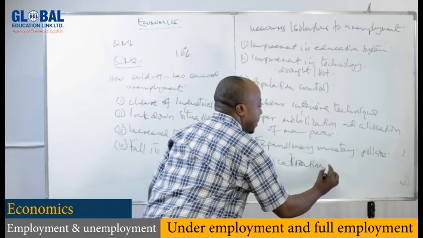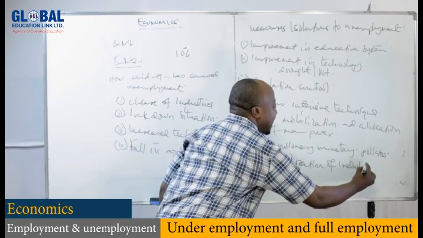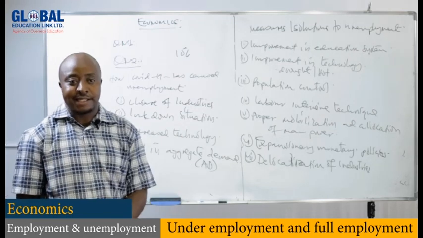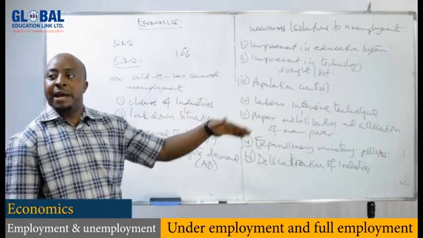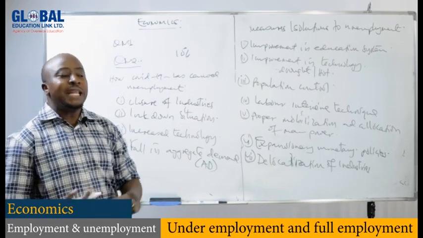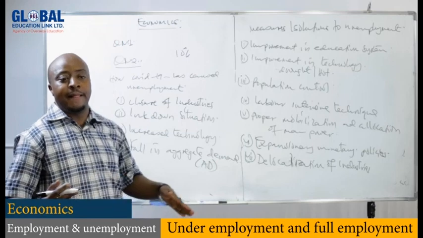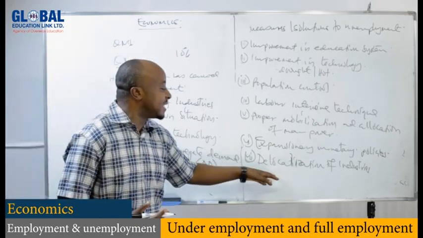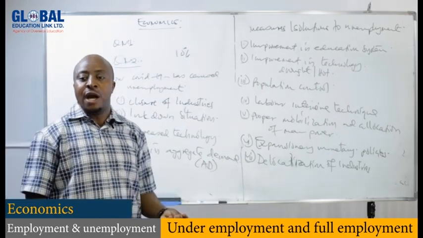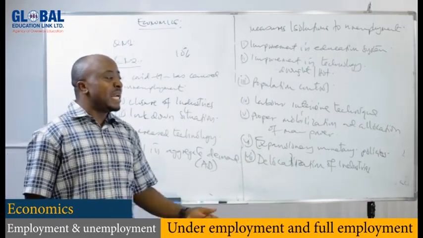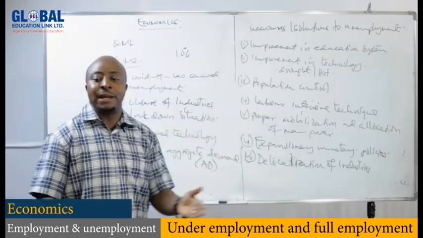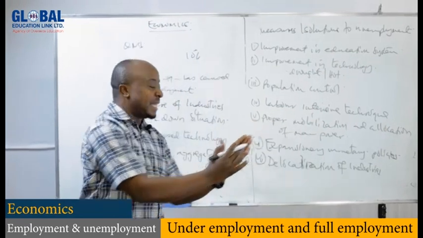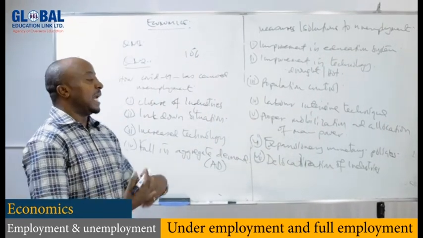Number seven, we have delocalization of industries. It means in most areas, industries are located in one area. For example, in Tanzania, most industries are located in a few regions. You can find them along the coast, plus Dar es Salaam, Mbeya, maybe partly Arusha. Then in the rest of the regions, industry is very rare. To reduce unemployment, we have to delocalize, meaning industries should be decentralized in different parts of the country. You find industries in Mtwara, in Kigoma, in Iringa, some in Dar es Salaam, in all regions, so that people in different regions have easy access to employment. This can also reduce unemployment in the economy.